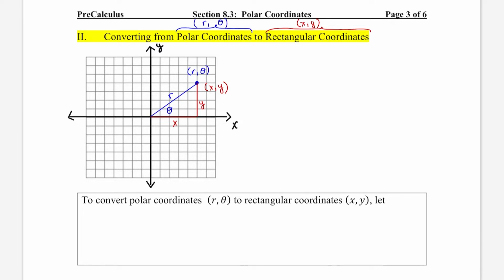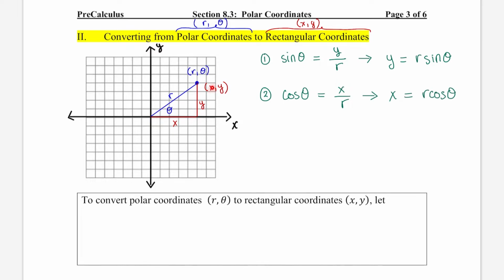Now, if I use sine of theta, that will be y over r, which means y will be equal to r times sine of theta. So in order to find this y value here, I will take r times sine of theta. And if I use cosine of theta, that will be x over r. And to find x, I'll just multiply both sides by r. So to find this x right here, I'll take r times cosine.